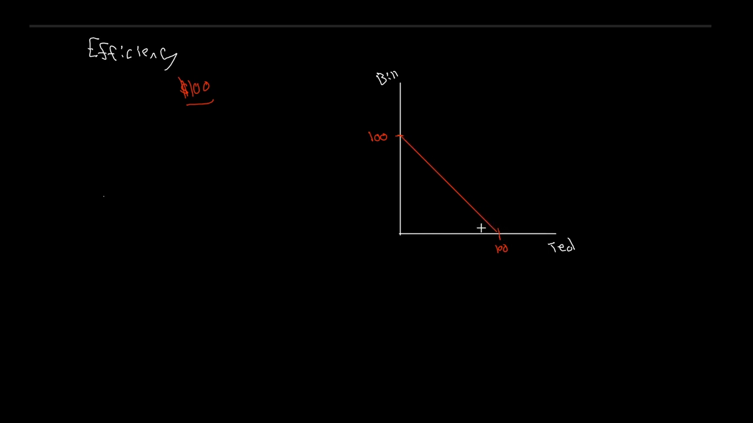Now, in this case, any point along this line is going to be an efficient outcome. And it's going to be an efficient outcome because we're fully utilizing the resource available to us. That is, we're fully utilizing this $100. We are not leaving anything behind on the table. We're not just saying, hey, I'll take 40, you take 40, and we'll leave $20 behind for somebody else. No. We're being efficient. We're fully utilizing it. Nothing is being left unutilized. So, this line represents an efficient point anywhere along it.